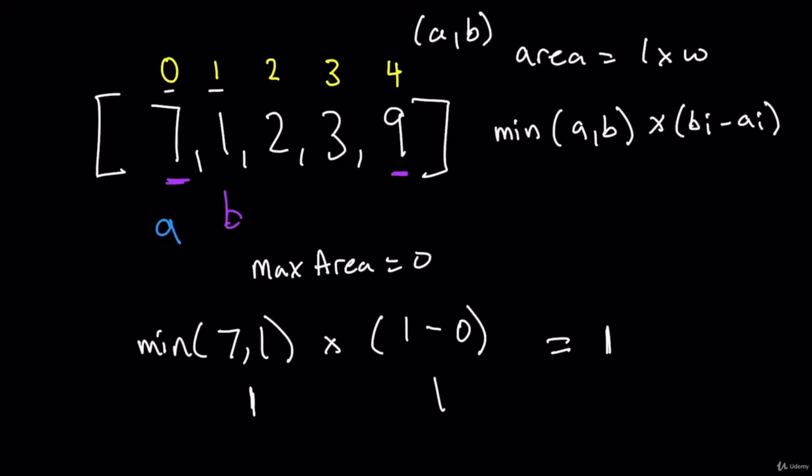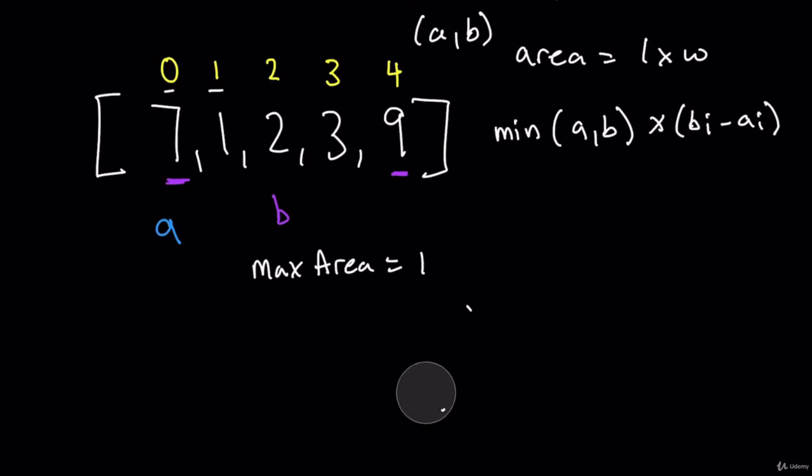Now we compare our current max area of 0 against 1. Which one's greater? Our new one is greater, so we replace the current max area with our new max area. And then we move B forward. So let me just erase all of this. And now we need to recalculate.